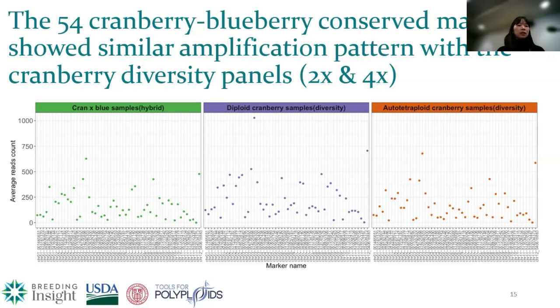We can see from those figures a similar read depth across hybrids, diploid and autotetraploid cranberry samples. For example, for this marker, we can observe a similar mean read count across the three plots.